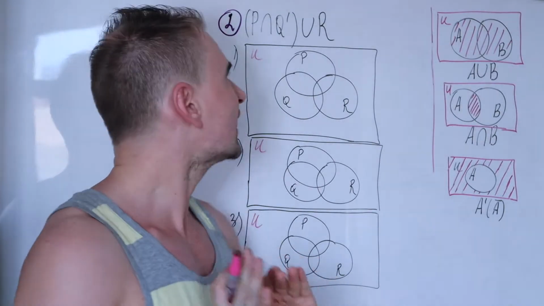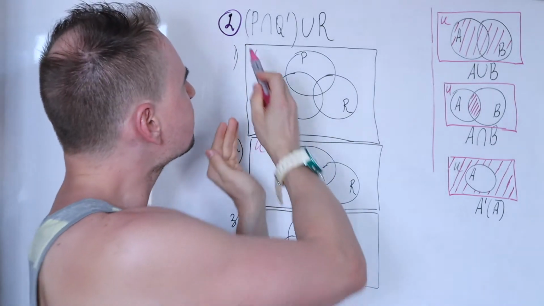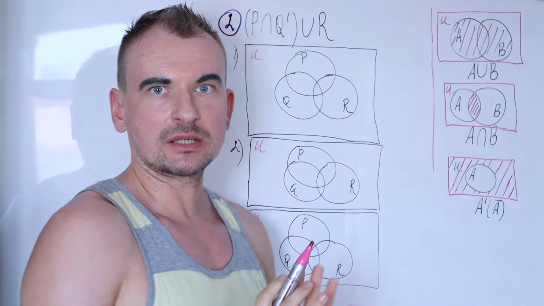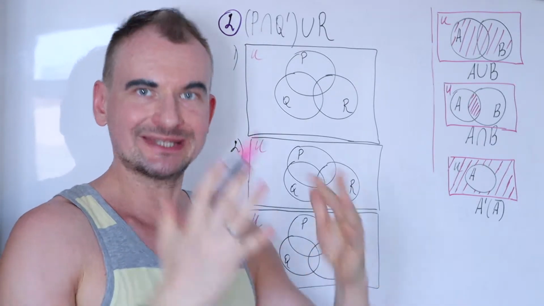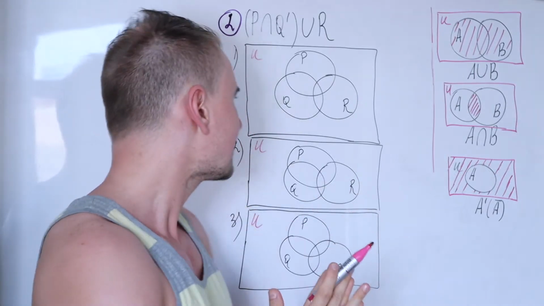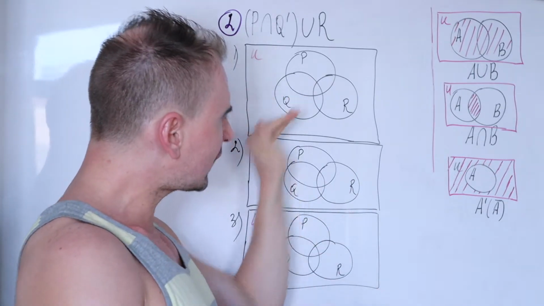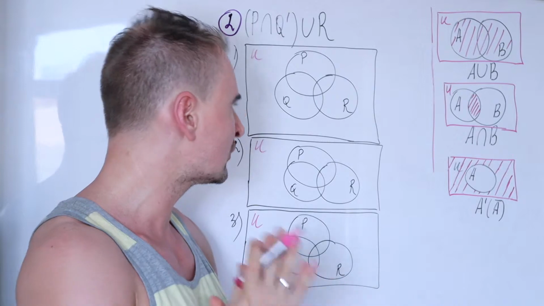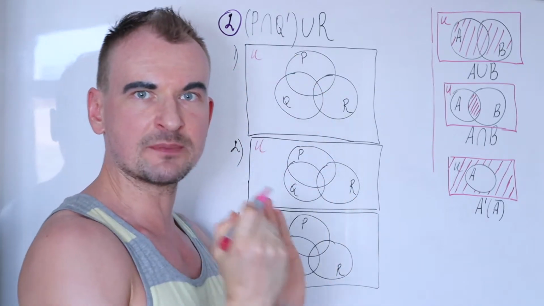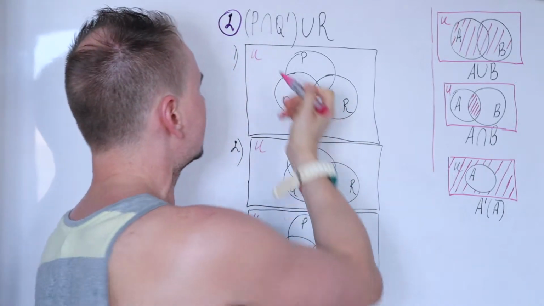Now let's have a look at another one. Suppose you are given P intersection Q prime union R. Again, let's do it incrementally in stages, kind of build up our picture. So we will have 3 copies of our sets. Now, always start with the brackets, with the parentheses you are given.